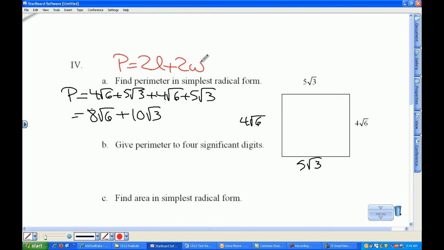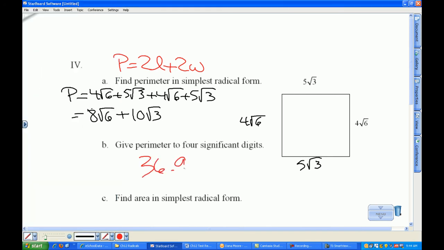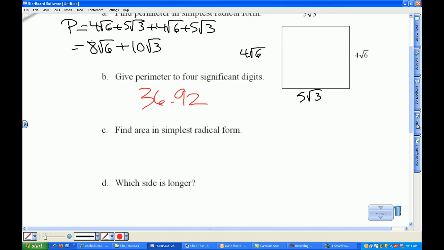Alright, give perimeter to 4 significant digits. If I take this solution, 8 radical 6, close that parenthesis up, plus 10 radical 3, close that parenthesis up, I'm going to get 36.916, etc. 4 significant digits, 36.92. Area. Well, area of a rectangle is length times width.